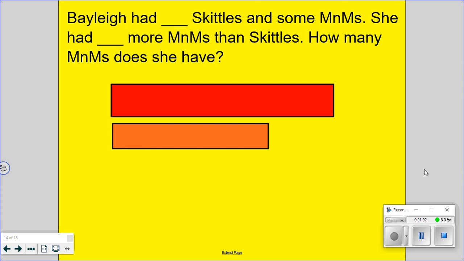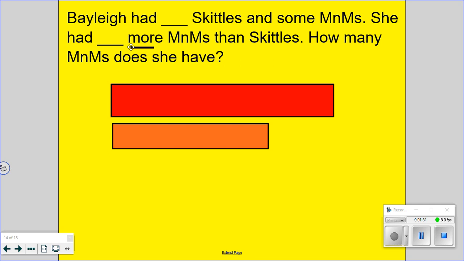Awesome. Can someone retell me what Archer just said? Because it was amazing. Emma? He said the reason why the red bar is for the M&Ms is because the red bar is bigger and there's more M&Ms. Yeah, so this word right here, more. We have more M&Ms. That means we have the bigger bar. If we have more, we have more stuff.